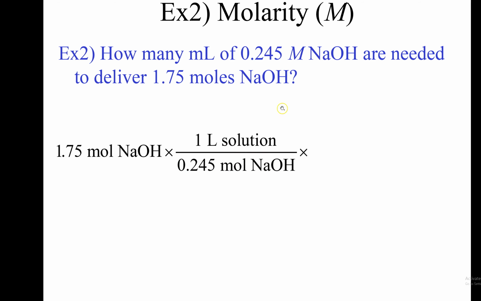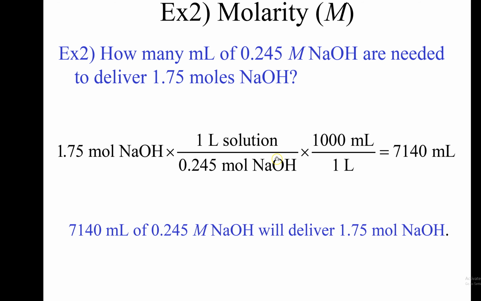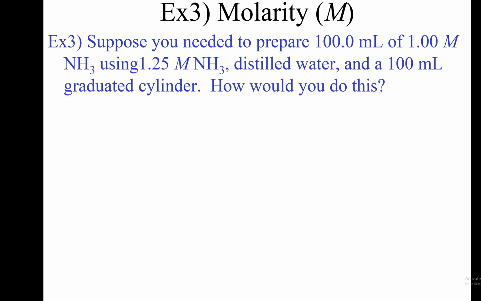0.245 moles of NaOH. So again, we're using this idea, but flipping it a little bit. Now we're going to multiply by 1,000 mL just to cancel out the liters, and we should end up with 7140 mL. If you want to convert it to liters, you can, but generally speaking, it's asking here for mL. So the answer is 7140 mL of 0.245 molar, and it's going to deliver 1.75 moles.